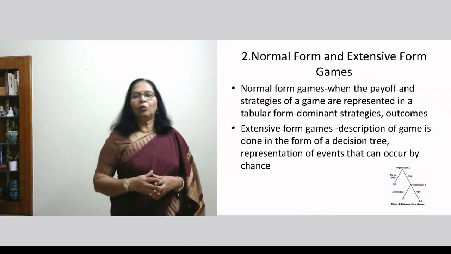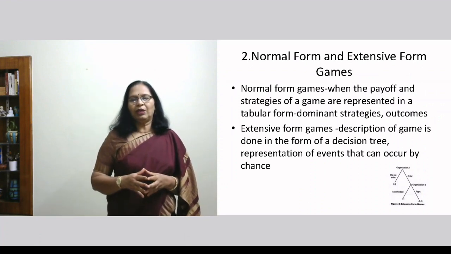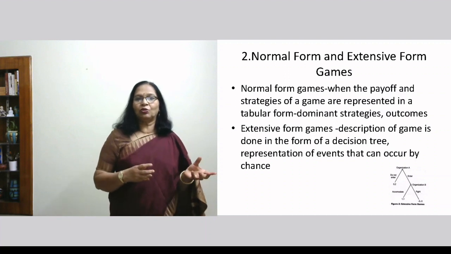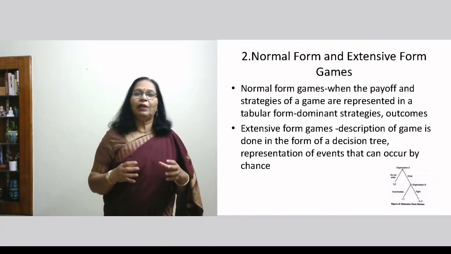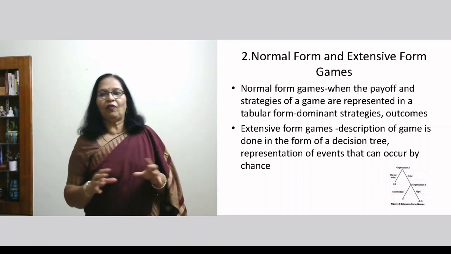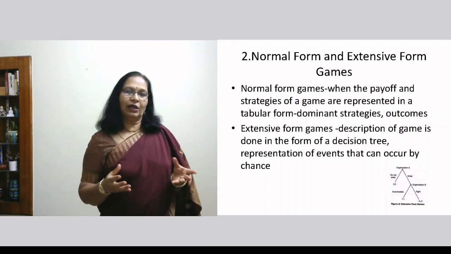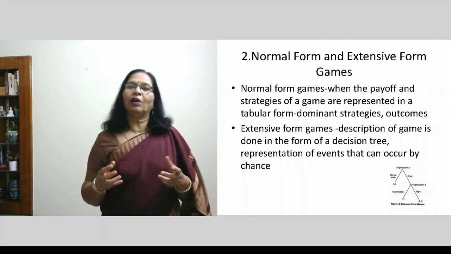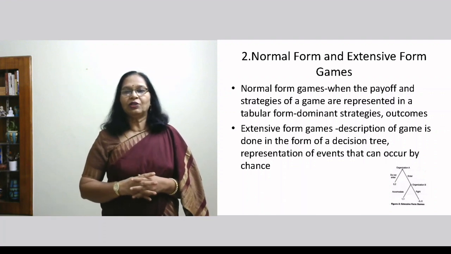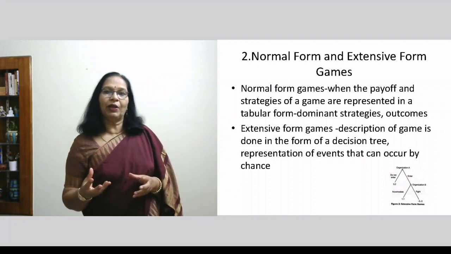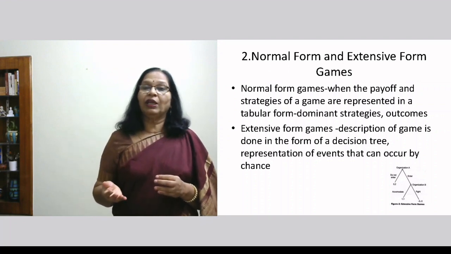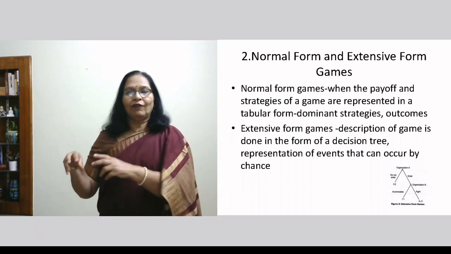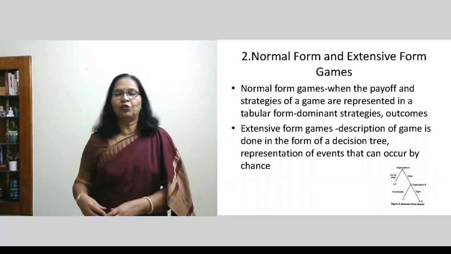Then there are normal form and extensive form games. Now, in the normal form games, when the payoff strategies are written in the form of a matrix, the one that we just saw, we call it a normal form game, and the outcomes are more or less known. In the case of extensive form games, there is something called a decision tree, which is used. If this decision is taken, this is likely to happen. If that decision is taken, then that decision will lead to a further decision.